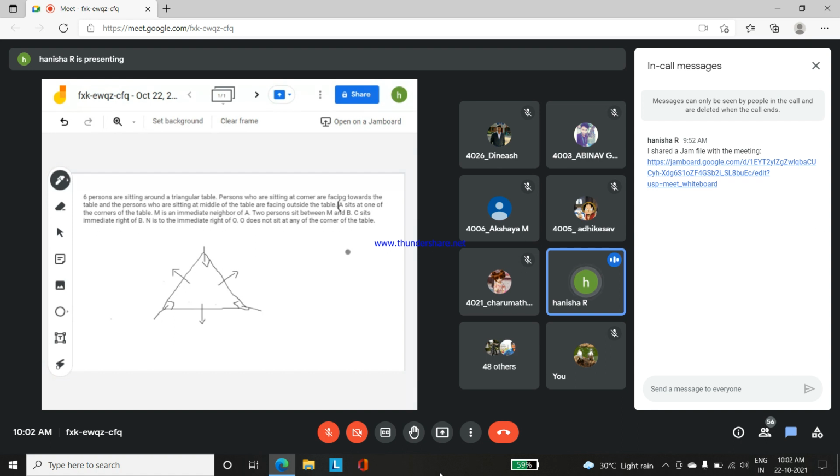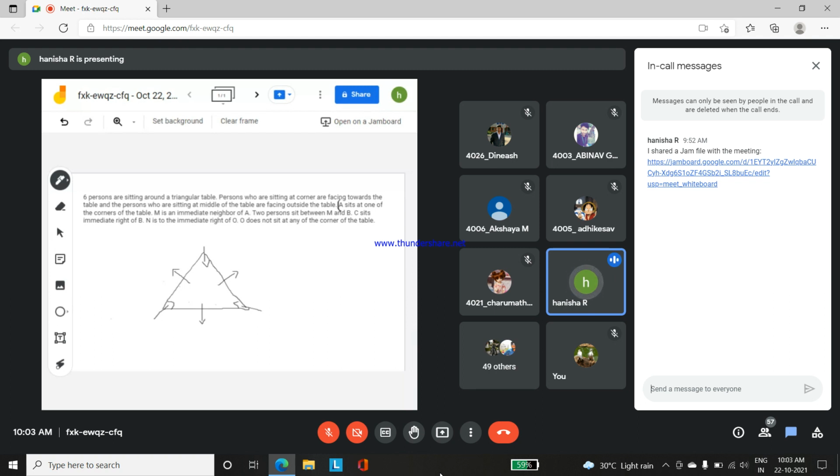A sits at one of the corners of the table. M is an immediate neighbor of A. Two persons sit between M and B. C sits immediate right of B. N is to the immediate right of O. O does not sit at any of the corners of the table. So these are the clues they have given.